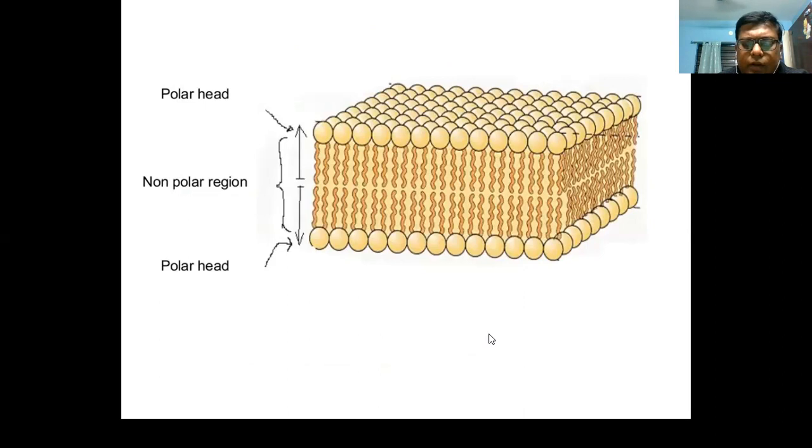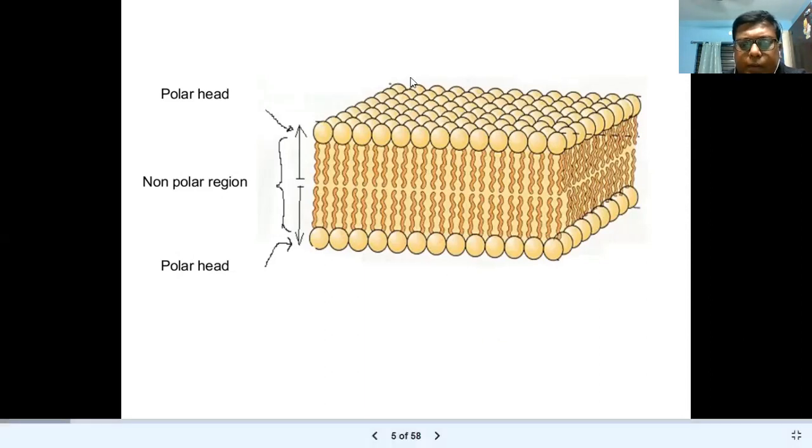So polar areas mostly like water. In the ECF and ICF, there are several water molecules. So these polar head groups easily form hydrogen bonds with ICF water molecules or ECF water molecules. In between these polar areas, there is a non-polar region. This is the non-polar tail region. So this is a bilayer structure.